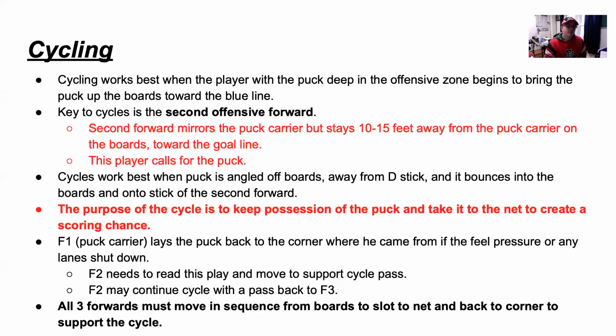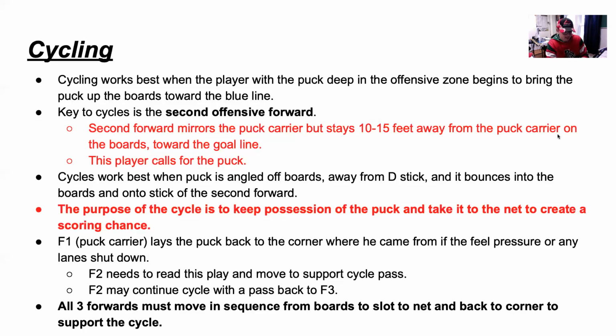Now, all three forwards must move in sequence from boards to slot to the net and back to the corner to support the cycle. So we may have to repeat. If F1's done, F1 may have to come back behind the net and wait for another cycle. When X2 gets that puck, X2 will pass it back, then X2 may have to come. It just depends. And then X3 will come. Then it's X1's turn. It repeats. It could be like that, just to get them confused. We don't want to do it too long. If we do, we're not going to generate scoring opportunities, and that could cost us the game. We don't want to do that.